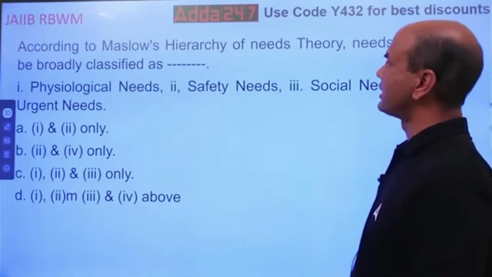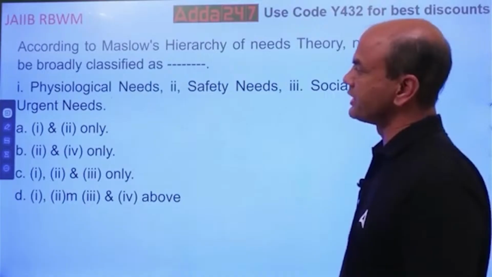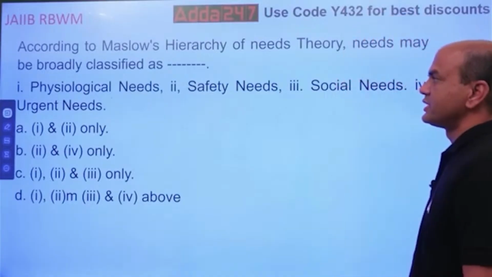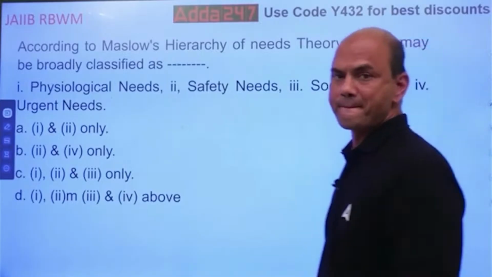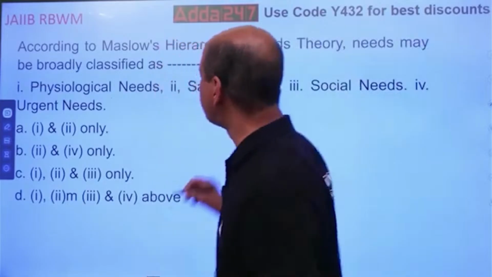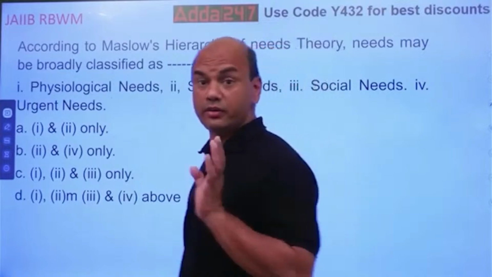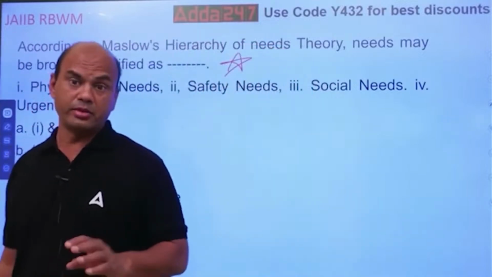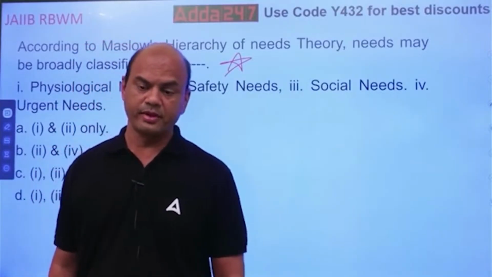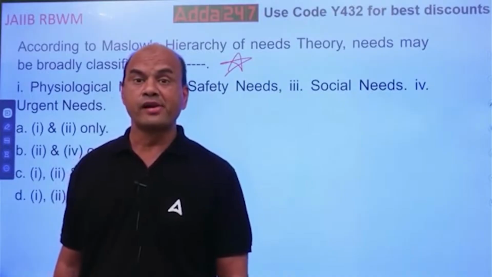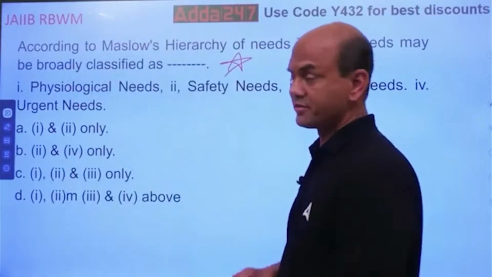According to Maslow's hierarchy of needs theory, needs may be broadly classified as physiological, safety, social, and urgent. Maslow's hierarchy is a sure question in your exam. You will definitely get one question on it. How many levels are there in Maslow? There are a total of 5 levels.